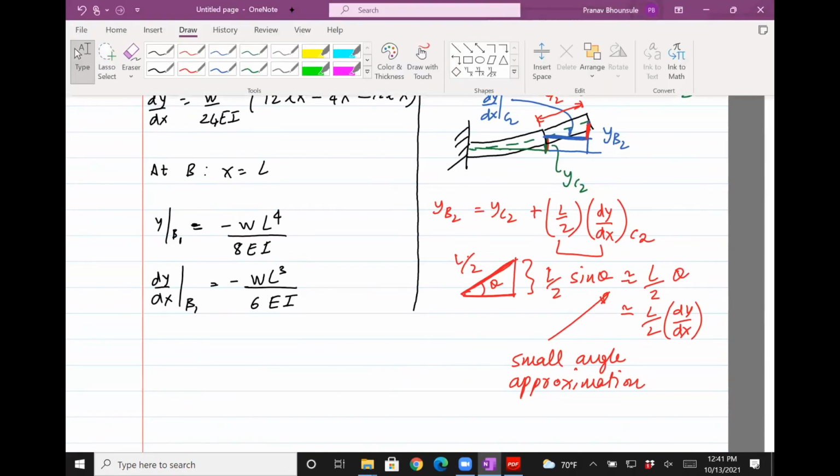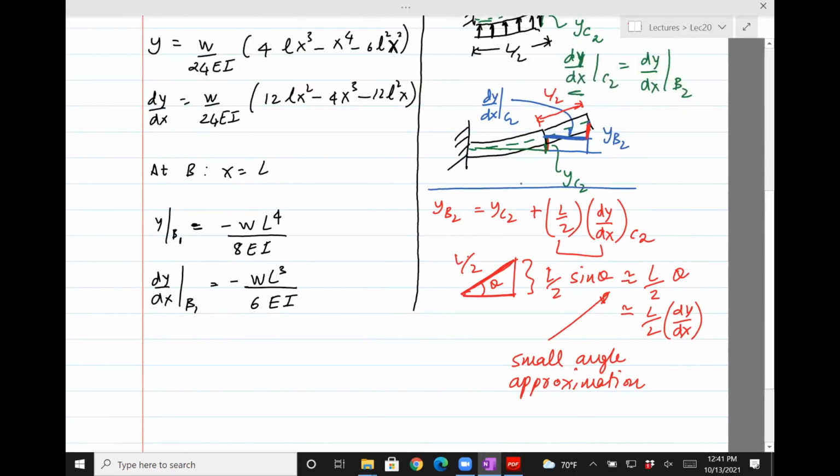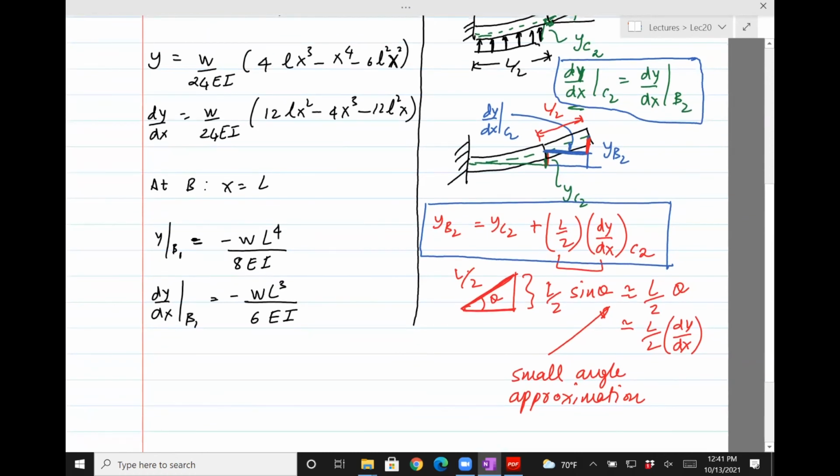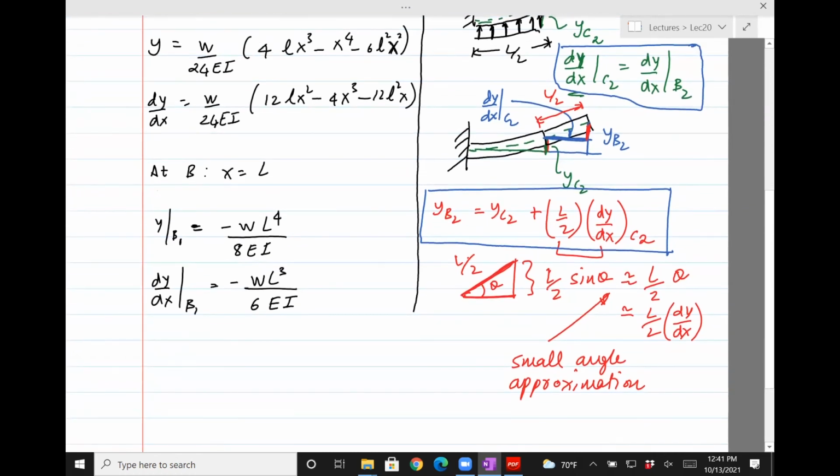Anyway, so this is my formula for YB2, and this is my formula for dy by dx at B2. It's the same as dy by dx at C2. Since we've got this down, I'm going to just write the expressions down and then get this value. So let's just do that.